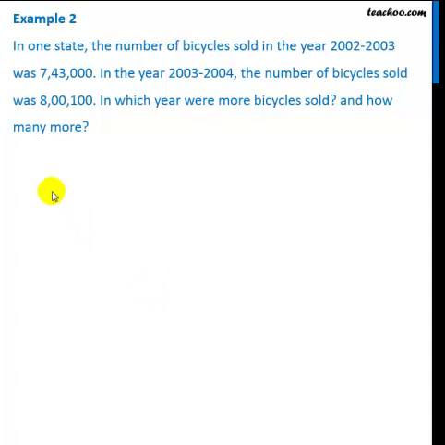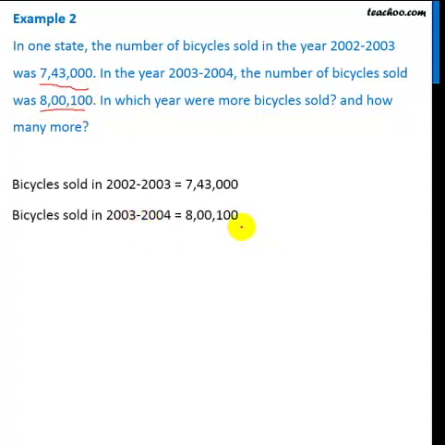In this question, we are given the number of bicycles sold. In 2002-3, these many were sold, and in 2003-4, these many were sold. Let's write it down. Now we need to find in which year more bicycles were sold. We need to find which number is greater of these two.